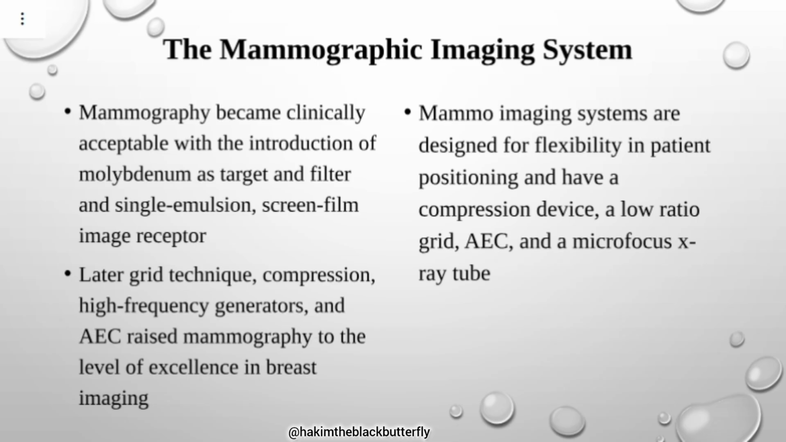Most of the modern mammography machines come with all these targets. You can find a system having all three targets: the tungsten, the molybdenum, and the rhodium. And they have both of these targets, the molybdenum and rhodium. So there's what we call target filter combination.